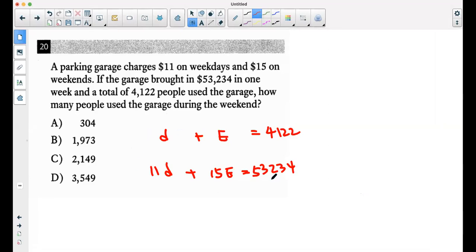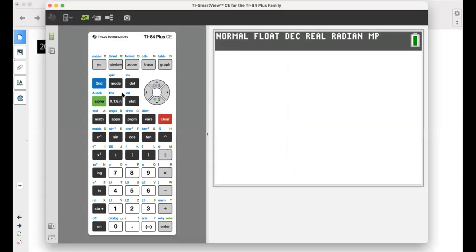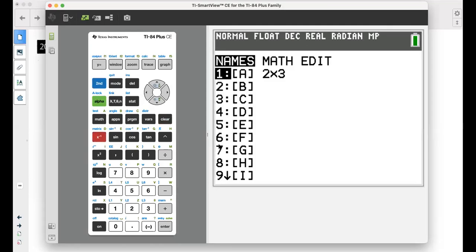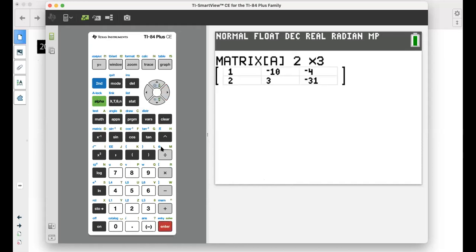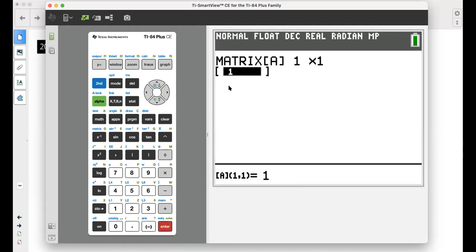Since I have 2 rows and 3 columns, what I'm going to do is go to the matrix here. Second, matrix is x to the -1 right over there. And I guess I'll be using A. And then I'm gonna go for edit in order for me to input the values. Some of you guys might see it says 1 by 1, and you just have one thing inputted.